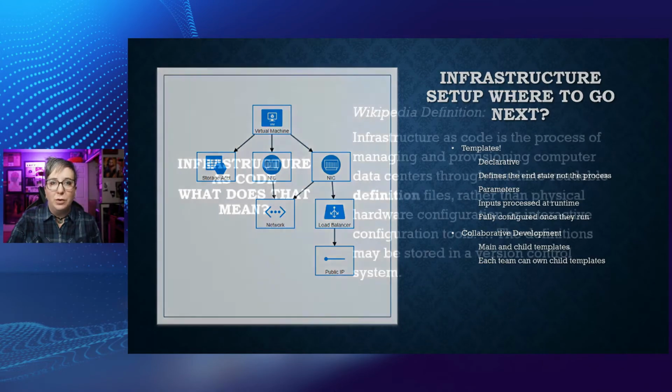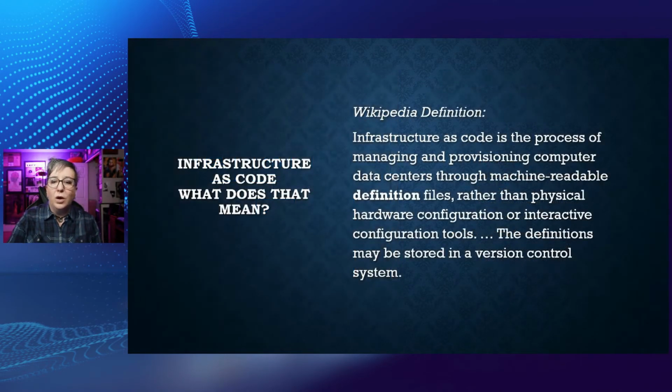And that's where we've got infrastructure as code. So, what does infrastructure as code mean? Now, the Wikipedia definition's to the right on this screen here, and I'll read it real quick. Infrastructure as code is the process of managing and provisioning computer data centers through machine readable definition files, rather than physical hardware configuration or interactive configuration tools. The definitions may be stored in a version control system. Seems pretty straightforward, right? The idea here is that you're building environments programmatically through code, you're building them out in a declarative state, you want them to show up at the end fully configured.